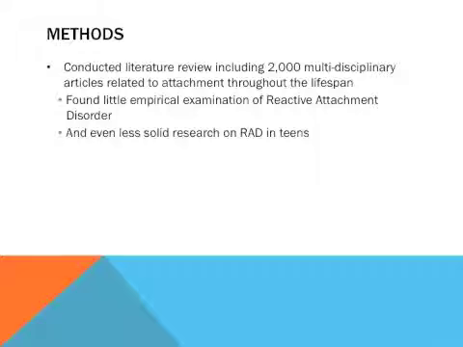Okay, I had the method section, and first I looked at how they did their literature review, which, funny enough, the article wasn't about that, but that's the only methods they described. So they reviewed 2,000 multidisciplinary articles related to attachment throughout the lifespan and found little empirical examination of reactive attachment disorder and even less information about reactive attachment disorder in teens.